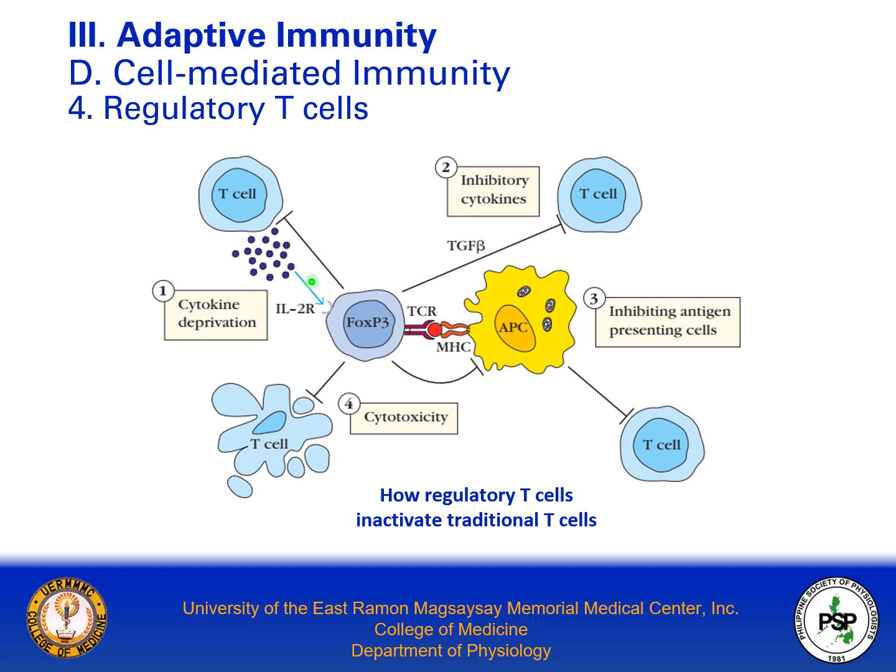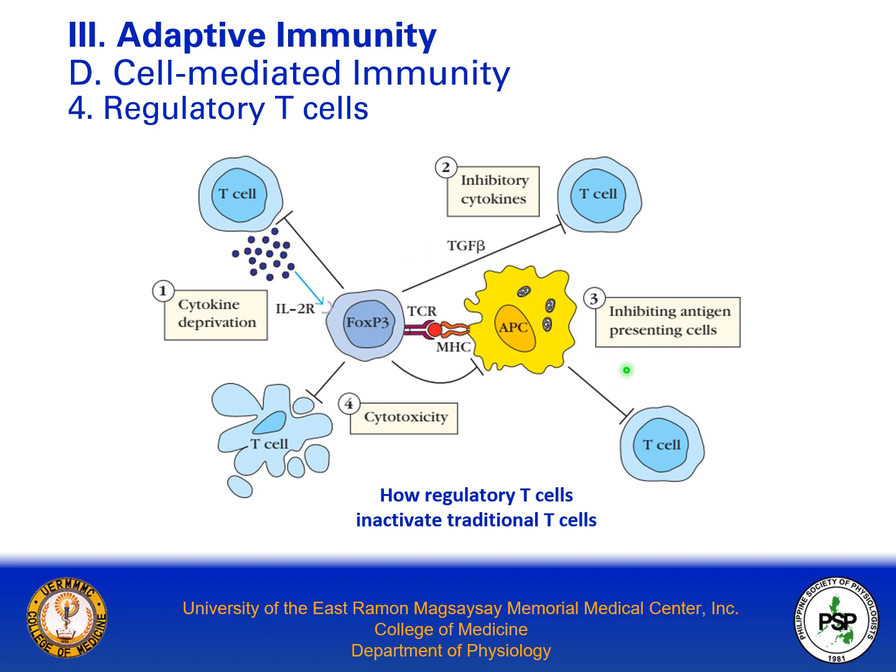to activate cells. Second, we have cytokine inhibition. The Tregs can secrete several cytokines, including interleukin 10 and TGF beta, or your transforming growth factor beta, which bind receptors on activated T cells and therefore reduce signaling activity.